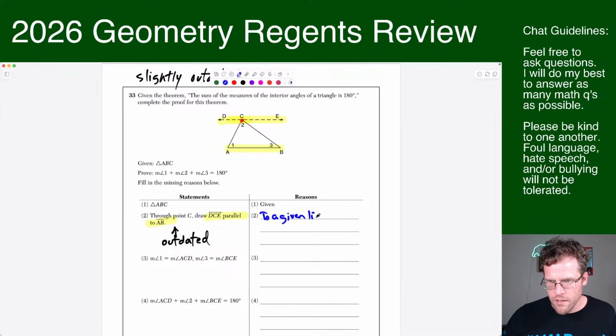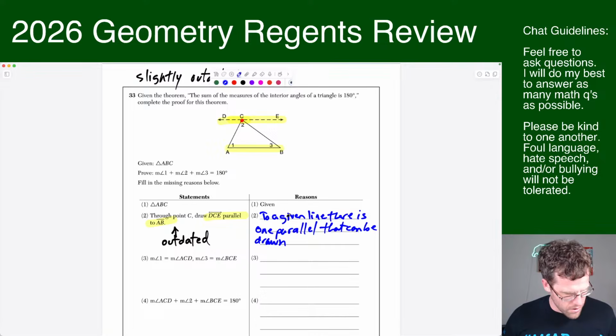To a given line, there is one parallel line that can be drawn through a given point not on the line. Okay, so through a point not on the given line. And let me just explain that.